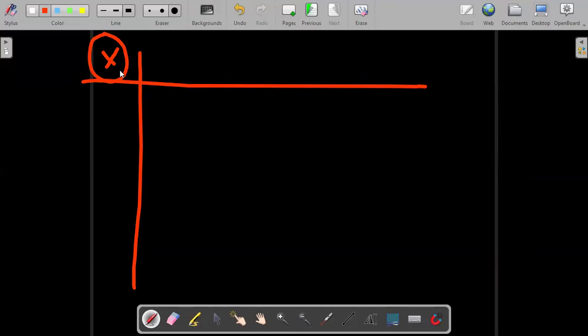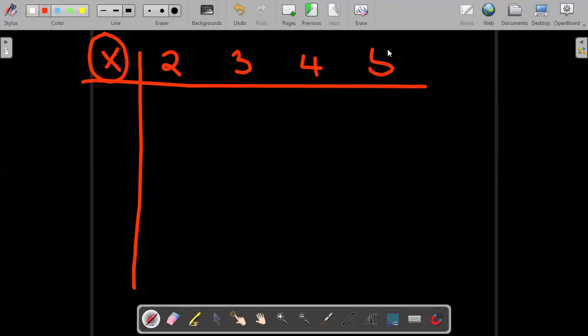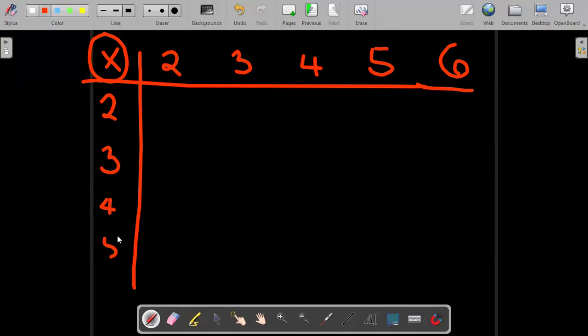Multiplication, you put the sign. 2, 3, 4, 5, and 6. We do the same thing here. 2, 3, 4, 5, and 6. So then don't forget, keep your modulo.